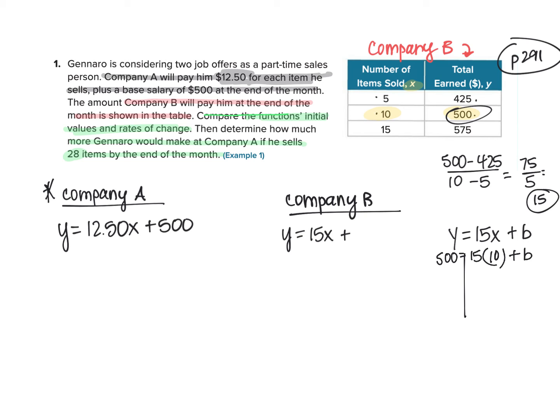Okay, now I'm going to work this out. I still have 500 here. 15 times 10 is 150 plus b. Finally, to get that b by itself, I need to subtract 150. I end up with b equals, you guys would just need to do 500 take away 150. Okay, if you do that, you end up with 350. So it looks like the initial amount, her base salary, is 350. All right, so now we've got 3 questions that I'm going to have you pause and try to answer.